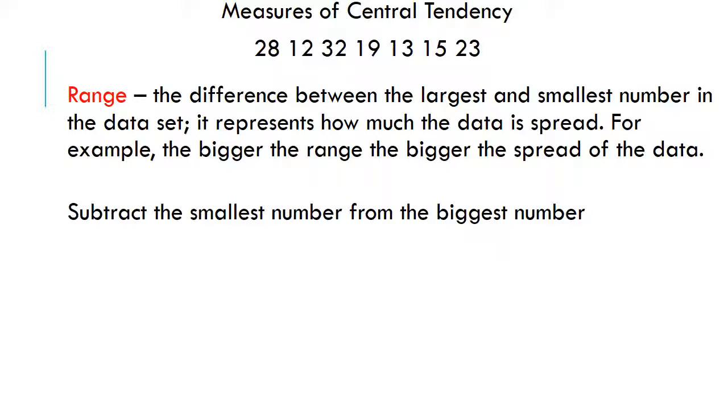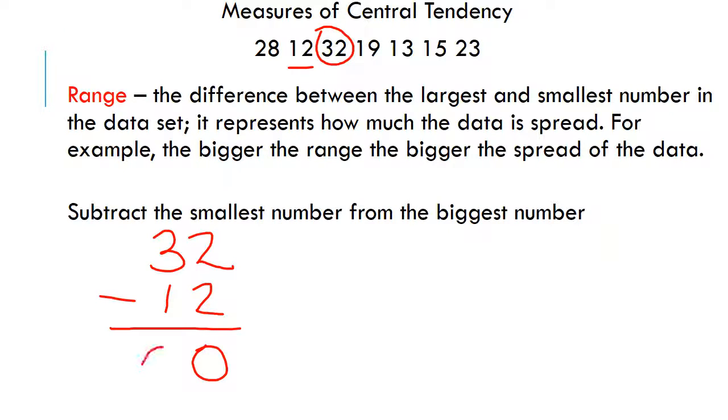So let's look at what we have here in our data set. It's only one step to find the range, which is to subtract the smallest number from the biggest number. My smallest number is 12. I don't see any other numbers smaller than that. And my largest number is 32. Nothing else is bigger than that. So I'm just going to take 32 minus 12, which gives me 20, and that's my range. That's simple.